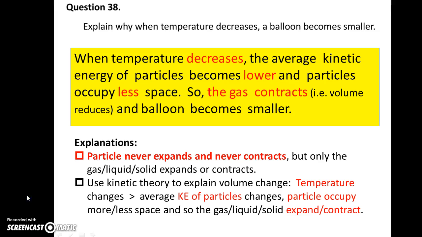Question 38. Explain why, when temperature decreases, a balloon becomes smaller. When temperature decreases, the average kinetic energy of particles becomes less, and so the particles occupy less space. Separation between them decreases. That means the gas contracts, and so the balloon becomes smaller.